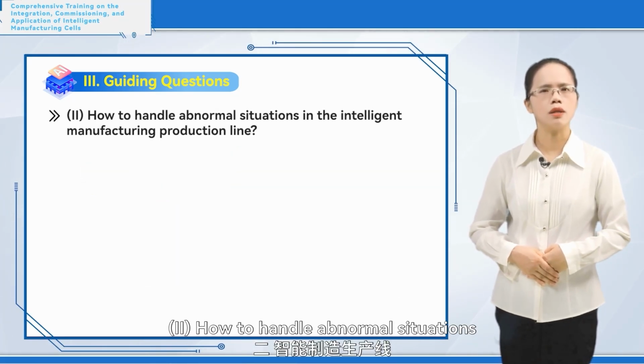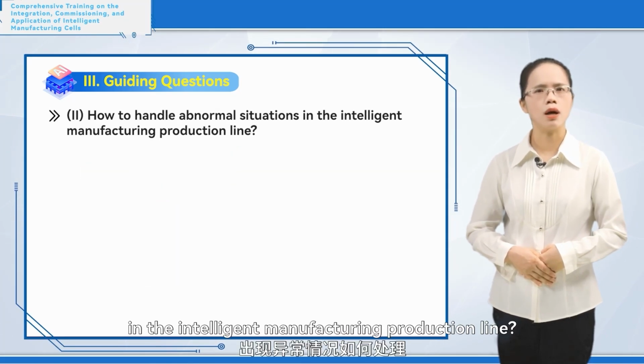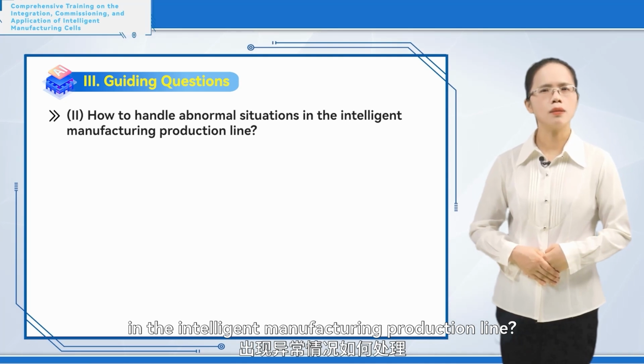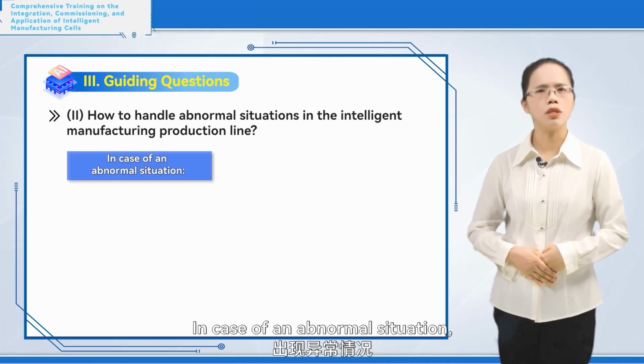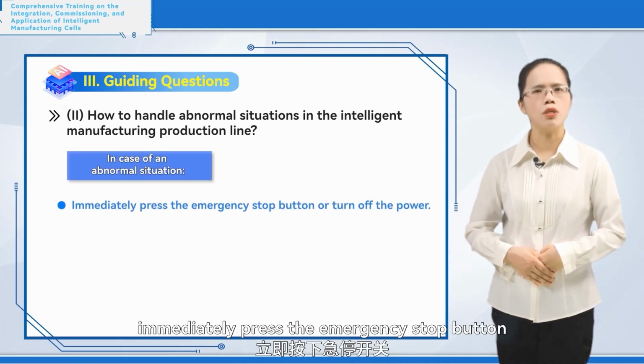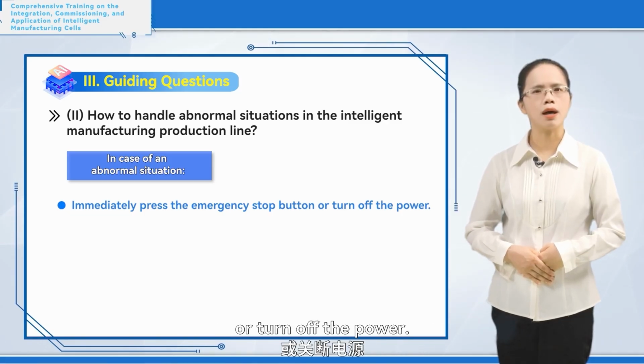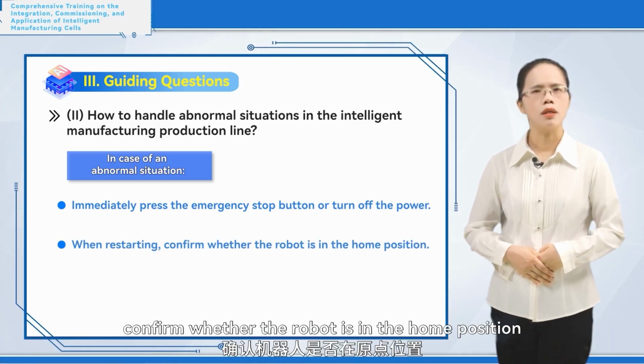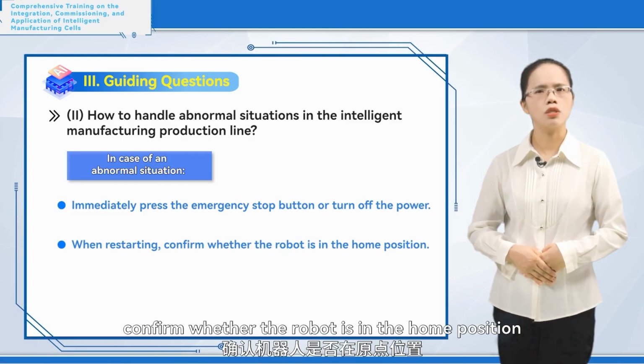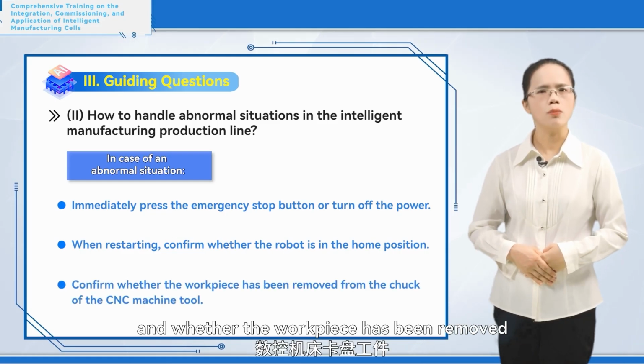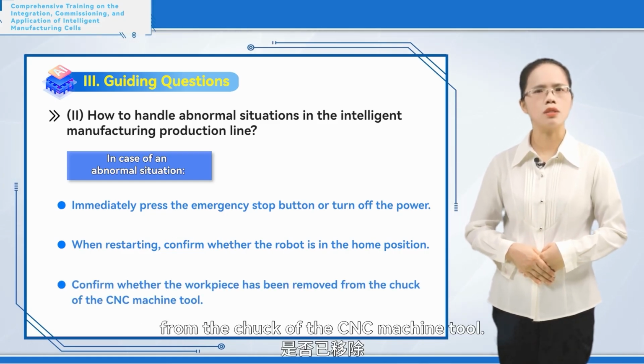2. How to handle abnormal situations in the Intelligent Manufacturing Production Line. In case of an abnormal situation, immediately press the emergency stop button or turn off the power. When restarting, confirm whether the robot is in the home position and whether the workpiece has been removed from the chuck of the CNC machine tool.